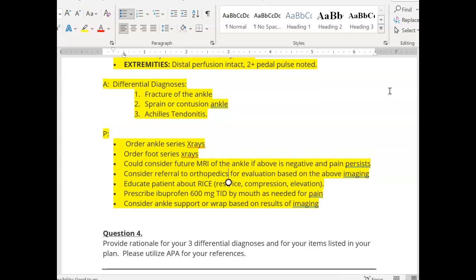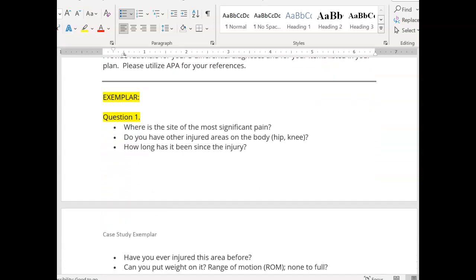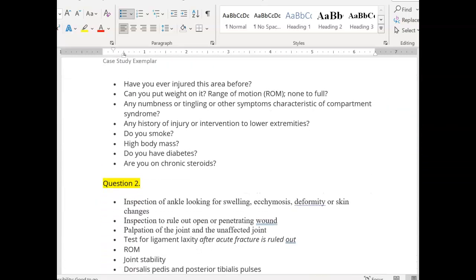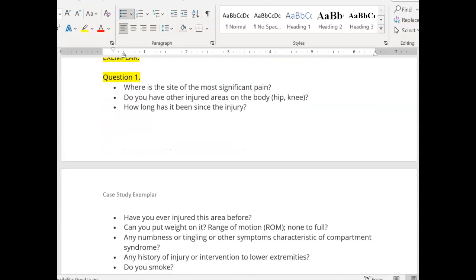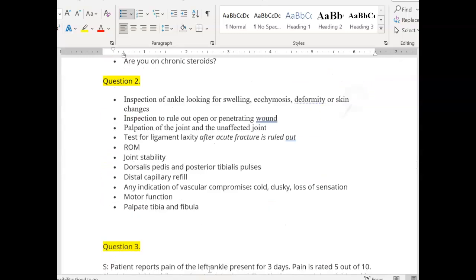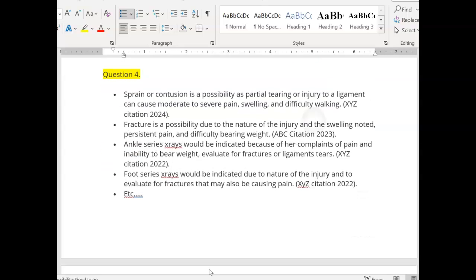Then you're going to go to question 4. Provide rationale for your 3 differential diagnoses and for your items listed in your plan using your APA reference, okay? So then you're going to write question 4, question 1, question 2. This is what it would look like at the very end, all put together. So this is what you would submit to me. Question 1, boom. Question 2, boom. Question 3, my SOAP note. And then question 4, possibly it would look like this.